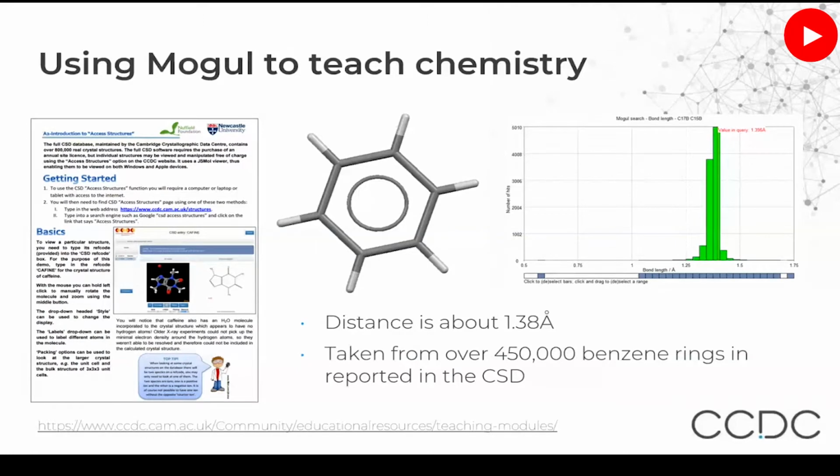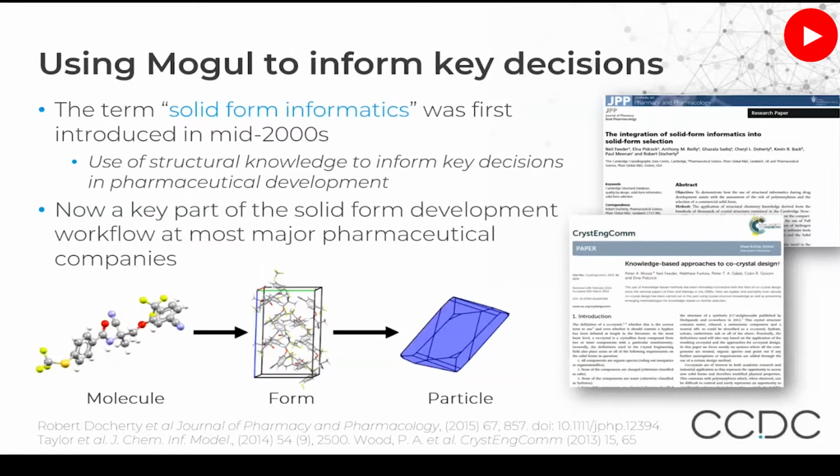If we wanted to use Mogul in an industrial workflow to help design and assess new materials such as drug molecules, then it would likely form a part of a wider solid form informatics assessment. This is now a key part of solid form development workflow at most major pharmaceutical companies, where they're interested in learning more about the stability of their drug candidates. And you can see a couple of articles about solid form informatics here.